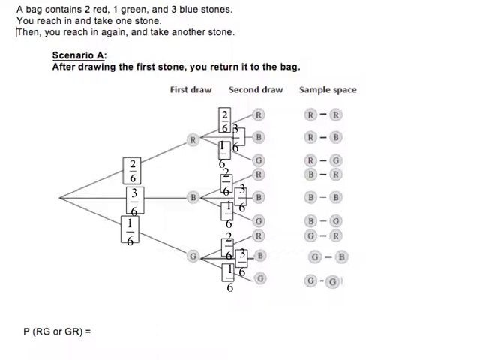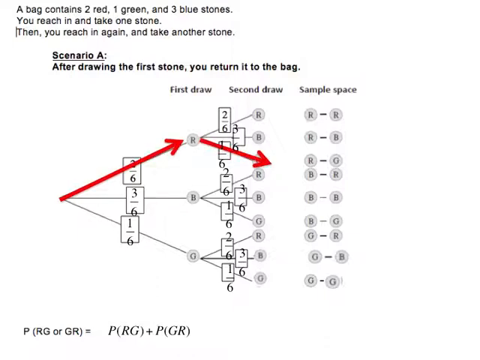So when you reach in that second time, you have exactly the same stones in there and your probabilities are the same of getting each stone. Make sure you understand that big idea. And finally, we need to find the probability on the bottom of red then green or green then red. So basically, what's the probability of getting a red and a green stone in any order? Since it's an OR problem, we're going to add those: probability of red-green plus probability of green-red.